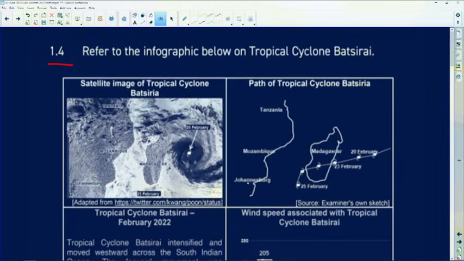Question 1.4. Refer to the infographic below on a tropical cyclone, Batsirai. Okay, immediately, grade 12s, what's been given to us is a satellite image, and we see a path of this tropical cyclone. Now let's just quickly go back. Once again, I've mentioned with the previous question, a cyclone is a low pressure system. Tropical cyclone, that's what we call them in the Indian Ocean, and what we call them here in South Africa, right? America, it's known as hurricanes. In Asia, it's known as typhoons. Okay, so different names over the world.